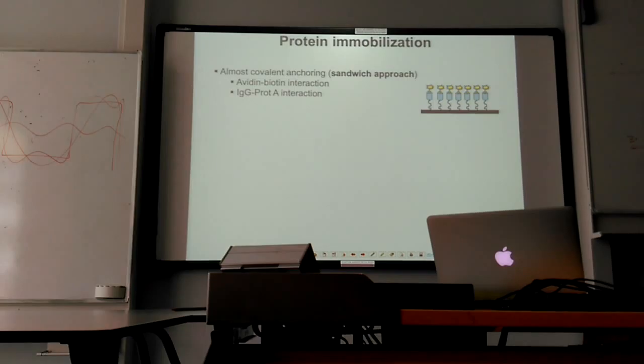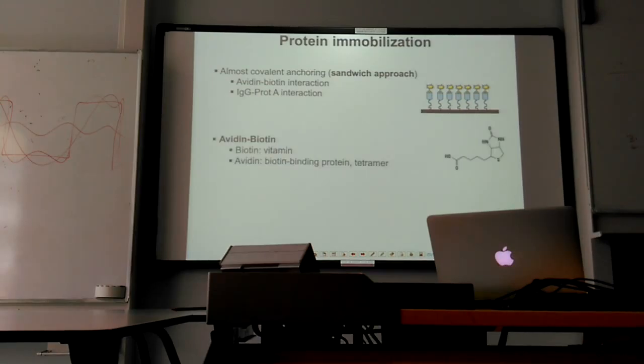You have a molecule you want to attach on the surface, and on the molecule you couple another group. On the surface you couple another group, and these two groups can interact and have a very strong interaction, which is almost covalent. So these two molecules you can use are avidin and biotin, a couple that gives rise to very strong interactions. Or you can also use the couple IgG and protein A.